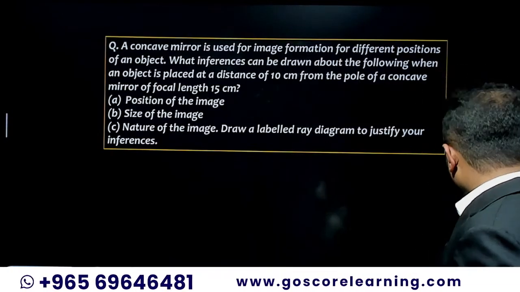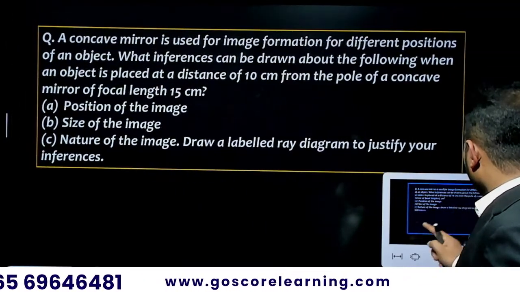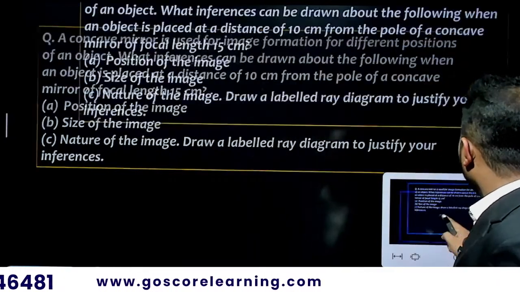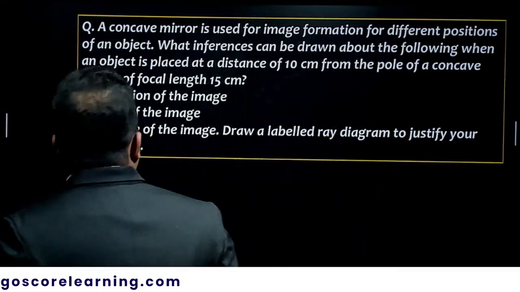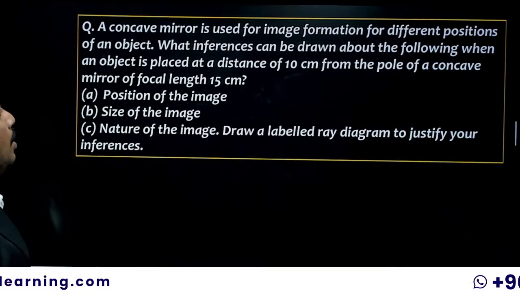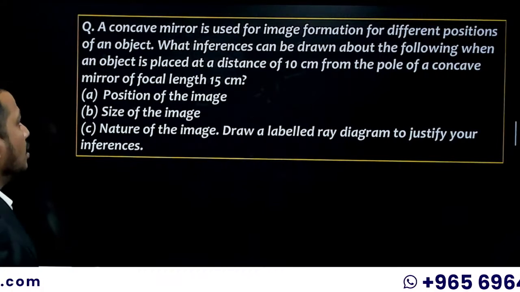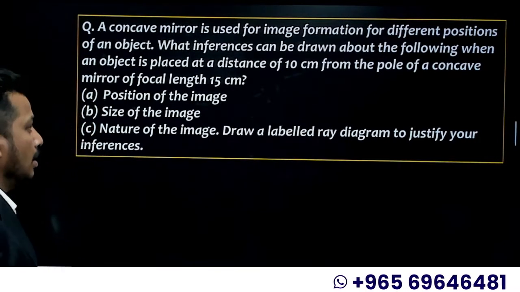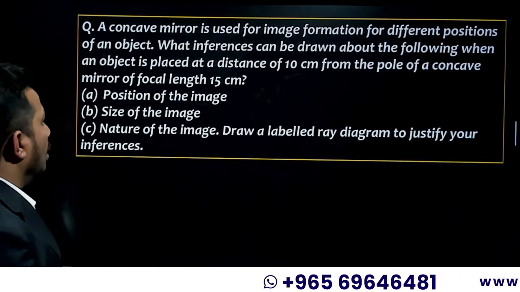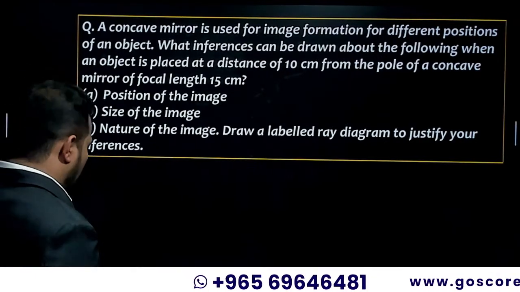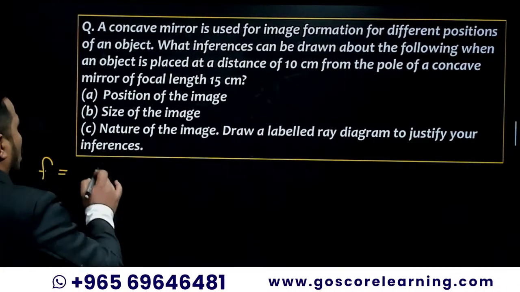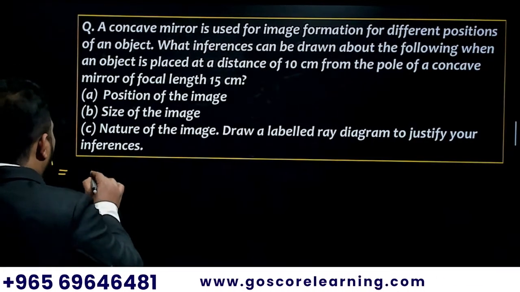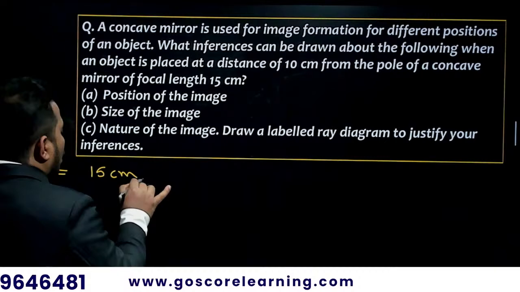Then, lengthy question it is. A concave mirror is used for the formation of images at different positions of an object. What inference can be drawn about the following when object is placed at the distance of 10 centimeter from the pole of a concave mirror of focal length 15 centimeter. Okay, so here what are the details provided? Focal length is given, F is equal to 15 centimeter. Check whether it is concave or convex.